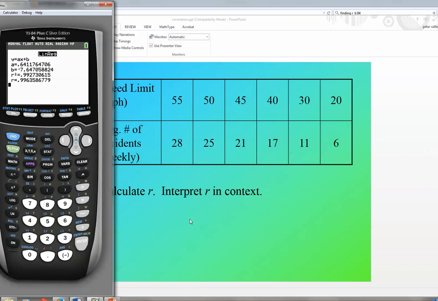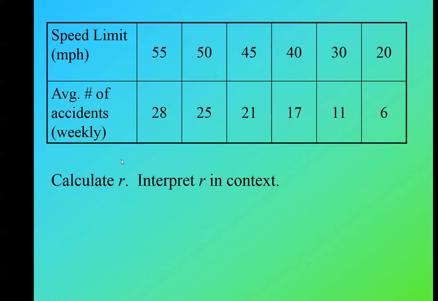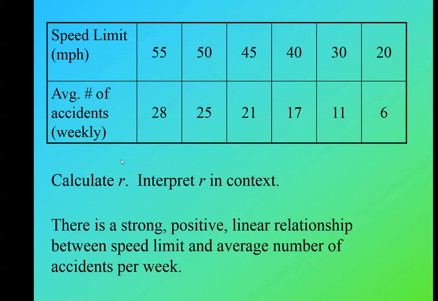So let's talk about how one interprets that. Once we've got that, our sentence is that we have a strong positive linear relationship between, and then in context, what do x and y mean? That would be speed limit and average accidents per week. Okay, so I'm going to pause here so I can switch to another video. I don't want to make too many long videos.